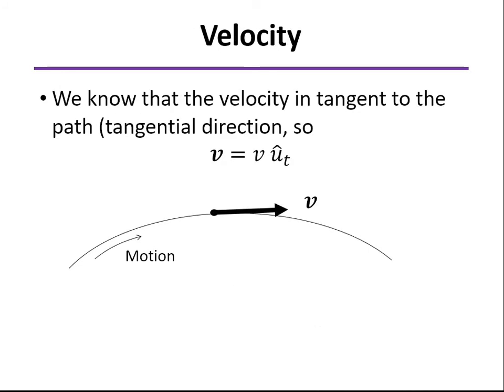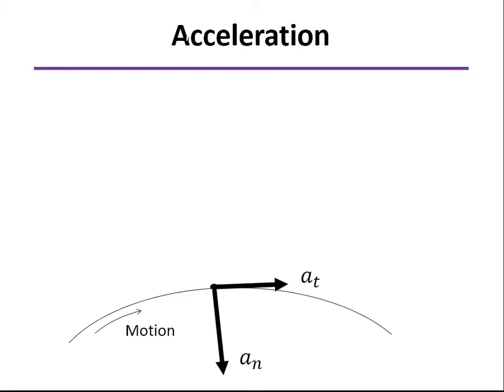One thing we know for sure is that the direction of the velocity is tangent to the path, so we can simply write the velocity as the speed times the unit vector in the tangential direction. For acceleration, we're going to have two components. The tangential acceleration is just going to be v dot, in other words, just the change in speed. So if we're going at a constant speed, the tangential acceleration will be 0.